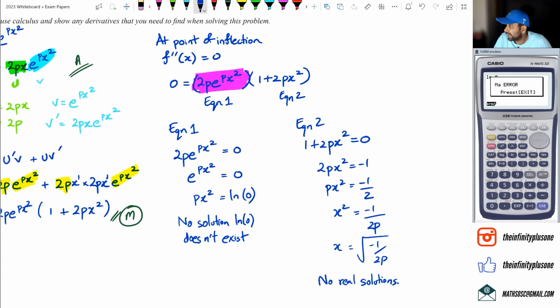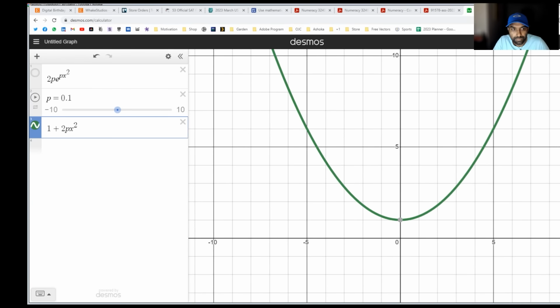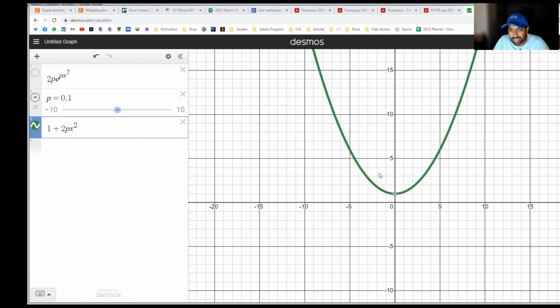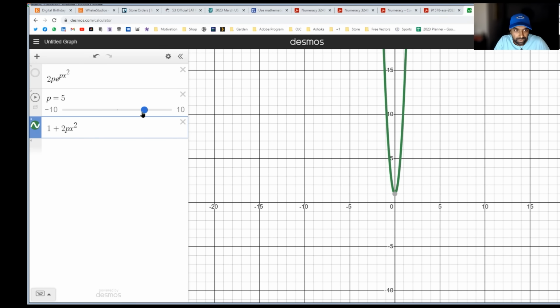And also, if we have a look at this particular equation, 1 plus 2px squared, because p is a positive number, what you're going to get is a quadratic equation. And because of that 1, the vertex is always going to be at (0, 1), regardless of what the p-value is.